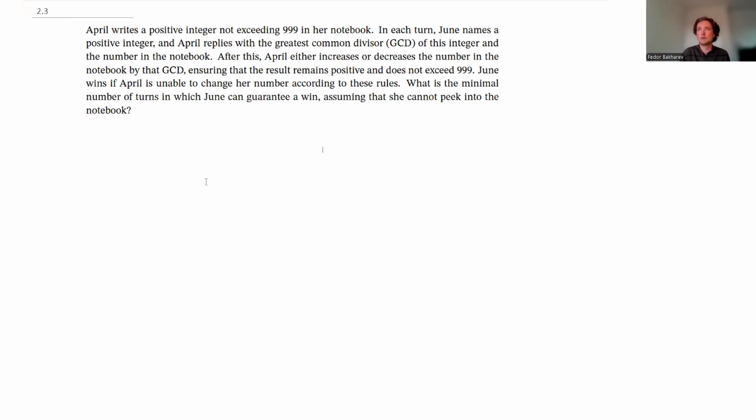Of course we would like to force April to get some big number in such a way that she cannot at some point calculate, subtract something or add something in such a way that she will give a number out of the range. And our idea should be to increase the number of April by each step.